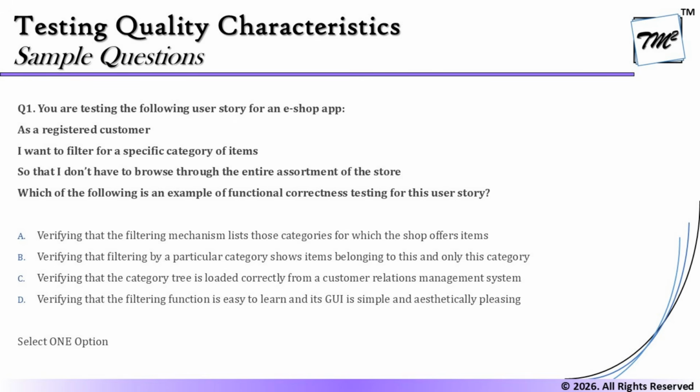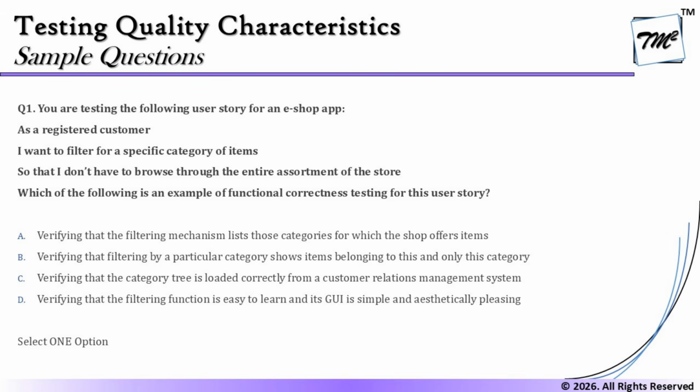However, the option D says verifying that the filtering function is easy to learn. The words easy to learn itself make it very clear. And further, if you add its GUI is simple and aesthetics are pleasing, it's completely taking you towards the usability part of it, which certainly doesn't talk about the functional correctness. So functional testing only has 3 attributes, that is correctness, completeness, and appropriateness. However, the other things were covered in a different segment. And that is where there are 2 different quality characteristics, not the same.